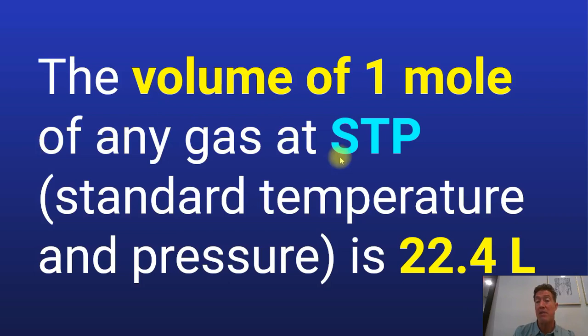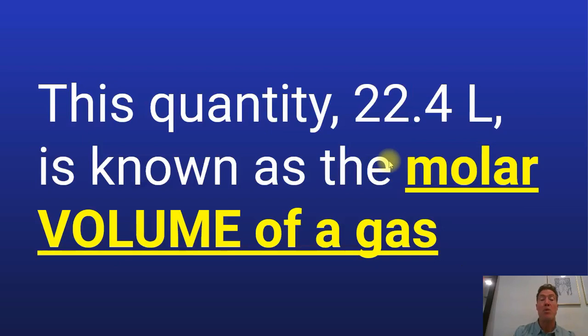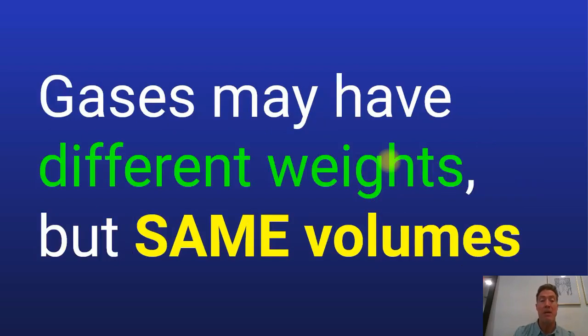And what that means, standard temperature and pressure, is 0 degrees Kelvin and 1 atmosphere. That's what standard temperature and pressure is always going to refer to. And so the volume of 1 mole of any gas at that standard temperature and pressure is going to be 22.4 liters. That is molar volume. You want to commit that number to memory. The molar volume of any gas at standard temperature and pressure is 22.4 liters per mole. This quantity is the molar volume. Commit it to memory. Gases may have different weights, but they will always have the same volume.